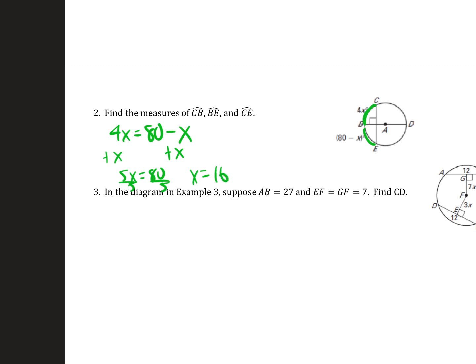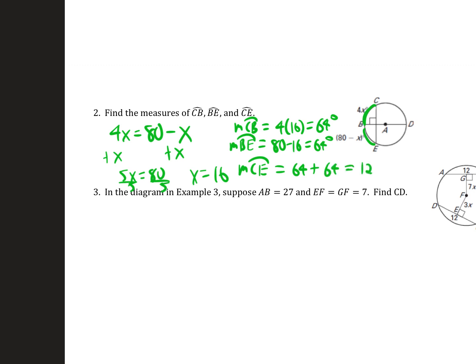We're not done yet, though. We got to find each of these. So measure of CB equals 4 times 16, right? That's CB, which equals 64 degrees. And measure of BE should also be 64. We're going to do 80 minus 16, which is x, which is also 64. And then the measure of CE, which is all the way across, is going to be 64 plus 64, right? Or 2 times 64, which equals 128 degrees. These are our answers.